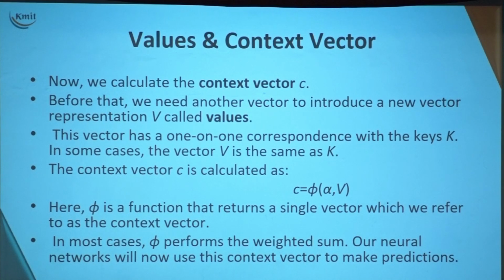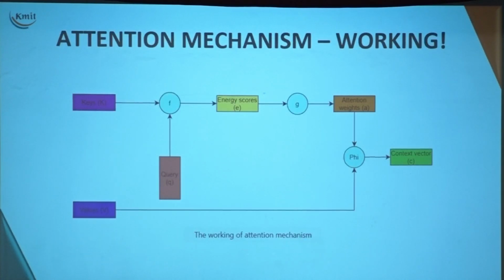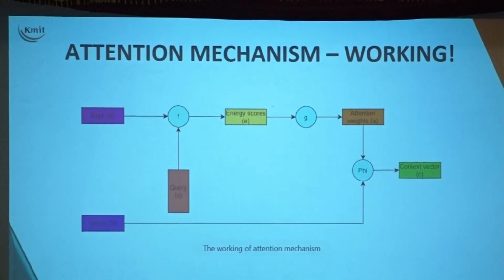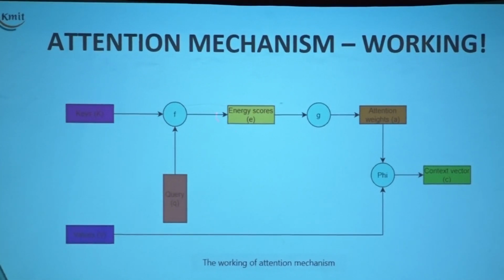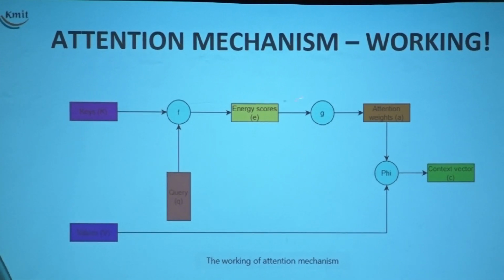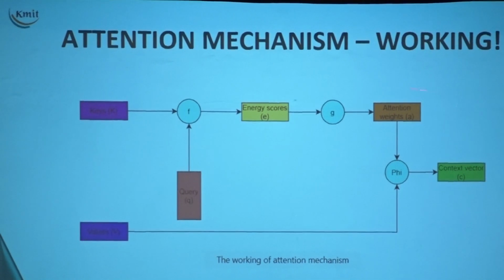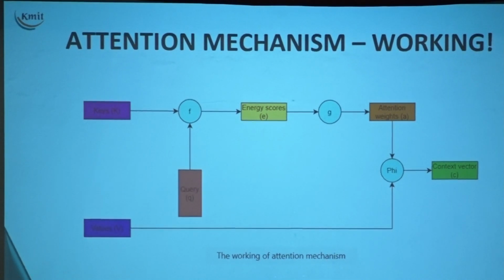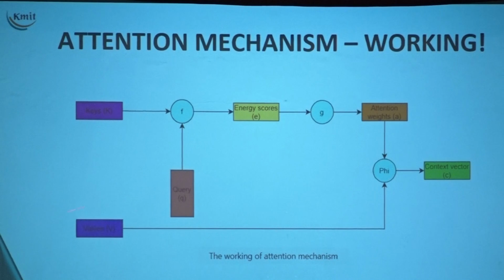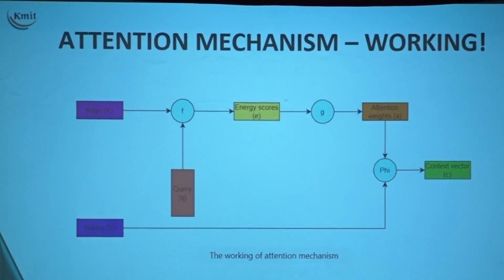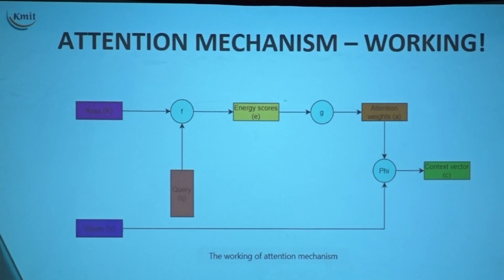Clear enough? So this is how an attention mechanism works. I am taking the key, I am taking the query, applying a mathematical function, which could be a multiplication or dot product for example, and it gives me an attention score. It will be applied to a distribution function. It gives me attention weights. Attention weights will be linearly transformed with the values. Weighted sum output you will get as a context vector.